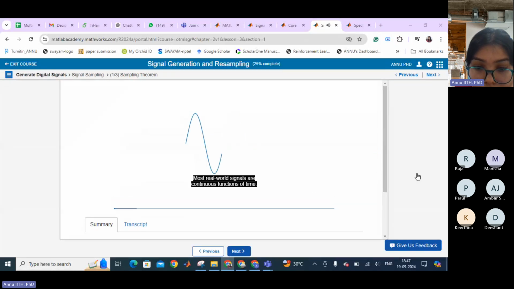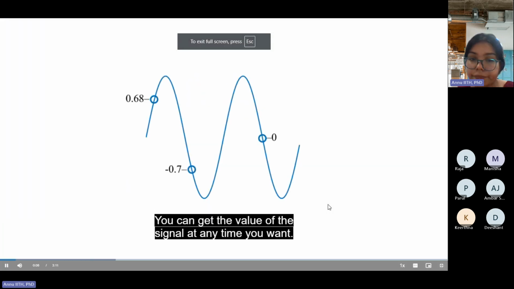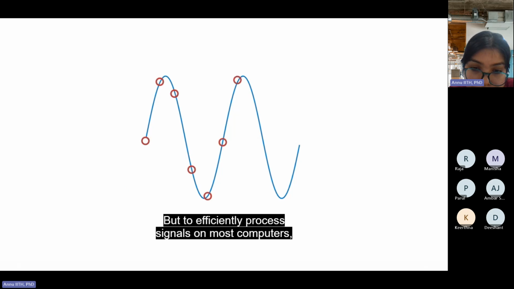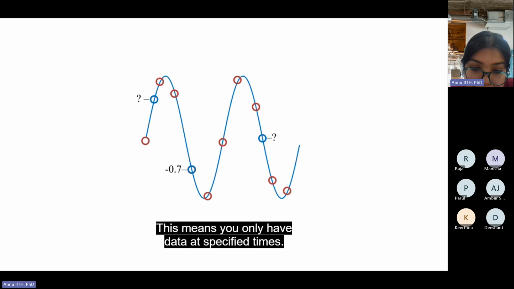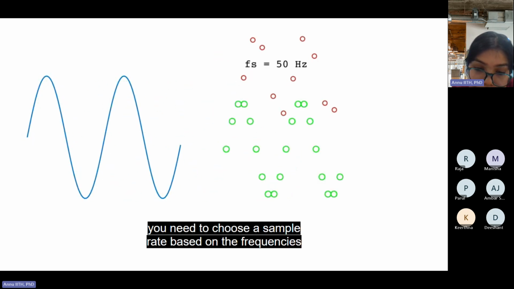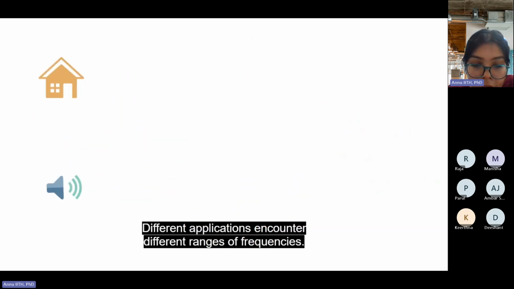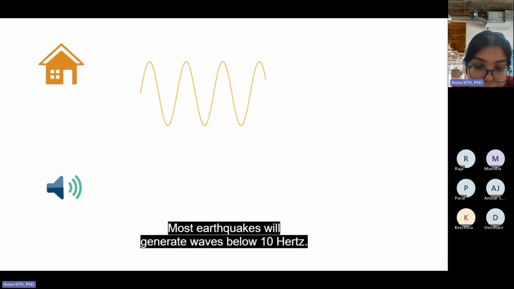Most real-world signals are continuous functions of time. You can get the value of the signal at any time you want. But to efficiently process signals on most computers, you need a discrete time signal. This means you only have data at specified times. To sample a continuous time signal, you need to choose a sample rate based on the frequencies that you expect. Different applications encounter different ranges of frequencies. Seismic activity is relatively slow. Most earthquakes will generate waves below 10 Hz.